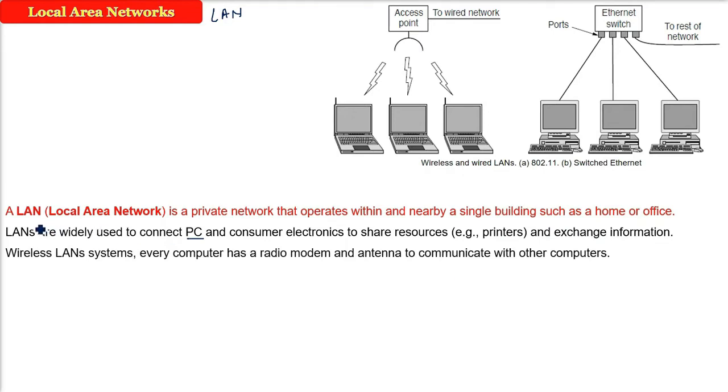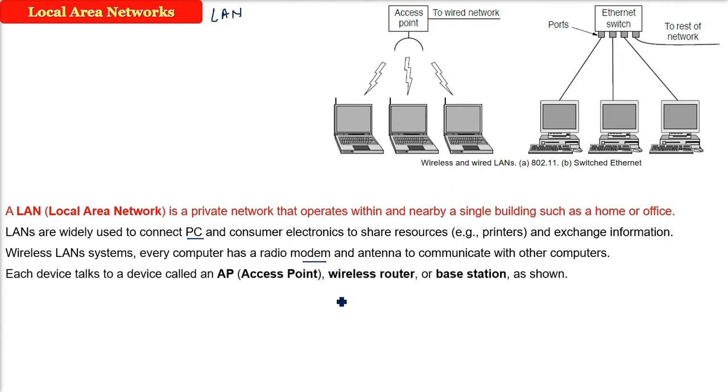So LANs can be wired, and they can be wireless. There are two examples I am showing here: one is the wireless LAN, and one is the wired LAN. In the wireless LAN system, the computer will have a radio modem. A modem is basically a modulator and demodulator, analog to digital and digital to analog, and also an antenna to communicate with other computers. Here each device talks to an access point, a wireless router or a base station.